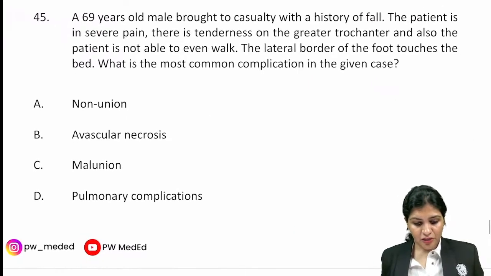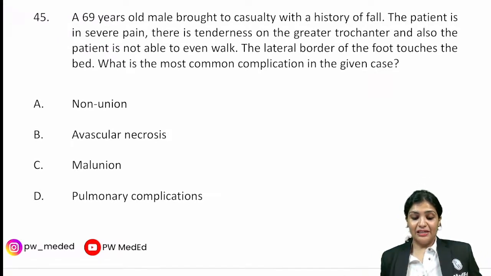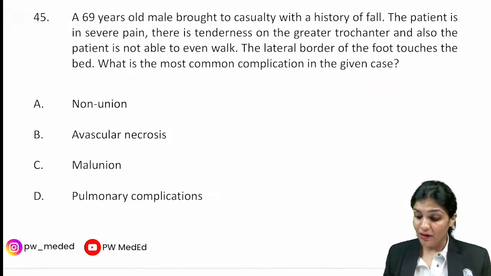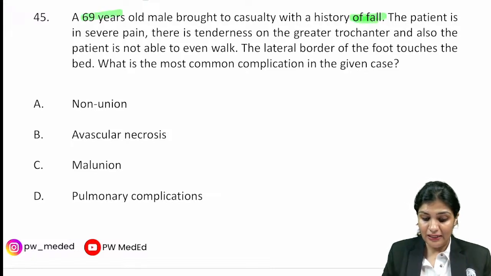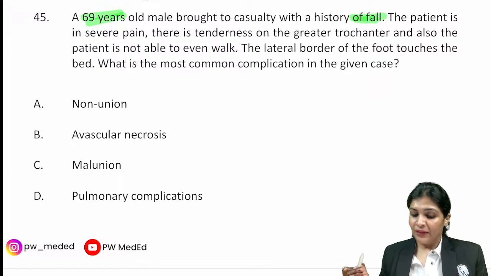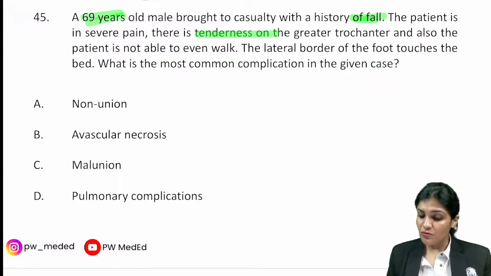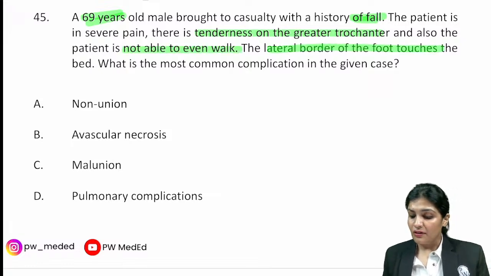We can move to the next question. A 69 year old male is brought to the casualty with a history of fall. The patient is in severe pain. There is tenderness of the greater trochanter. So all these are clues. History of fall, 69 years, that is an elderly male, and he is brought with severe pain, tenderness on the GT, and the patient is not able to walk. The lateral border touches the couch.